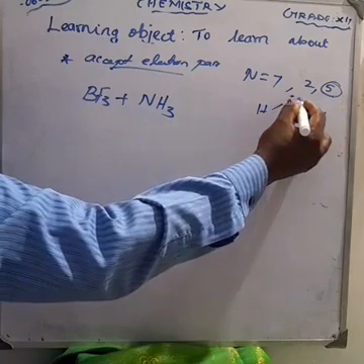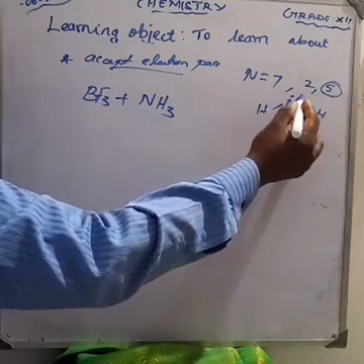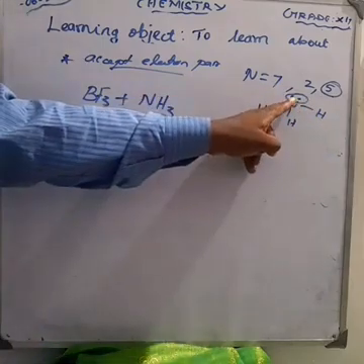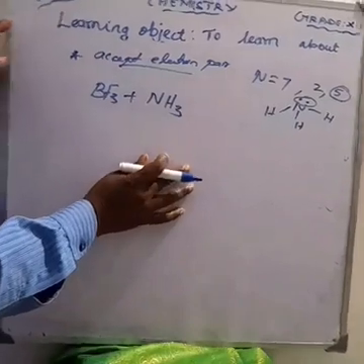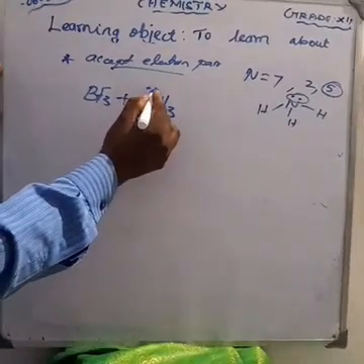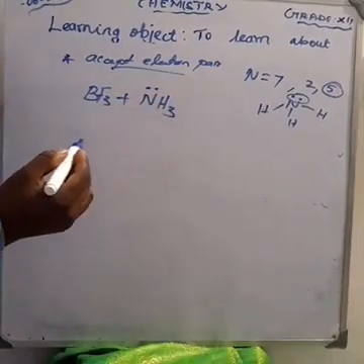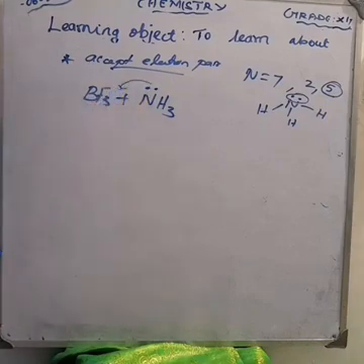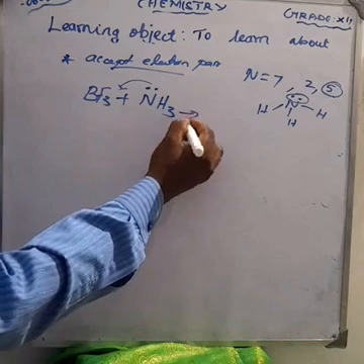One goes over to hydrogen, second goes over to hydrogen, third goes over to hydrogen. Total 3 gone. What is remaining? 2 electrons are remaining. Am I right? That 2 electrons are utilized for the bond between nitrogen and boron. Okay, so we have to write like that.